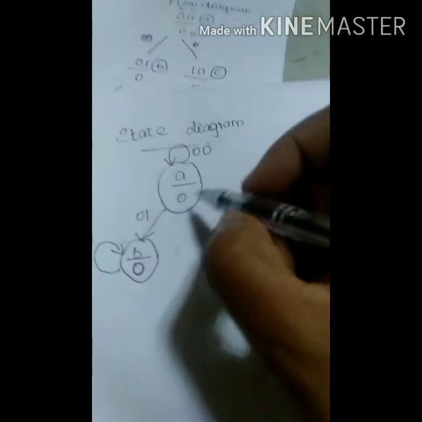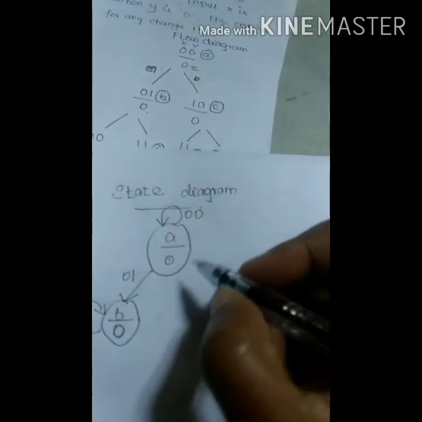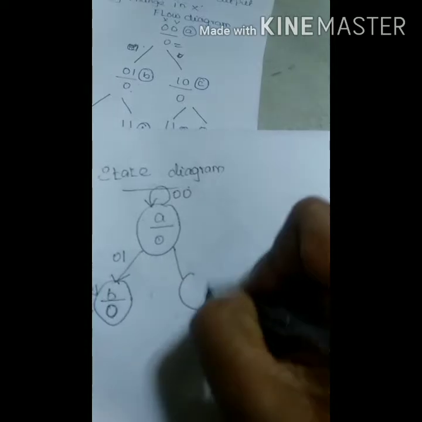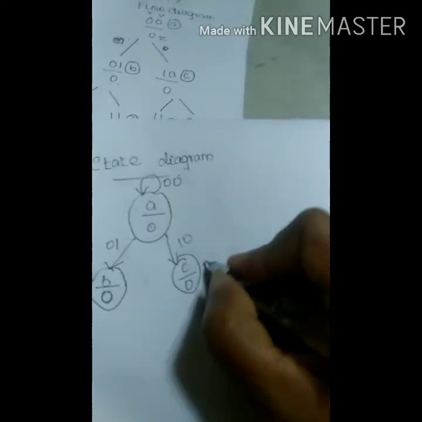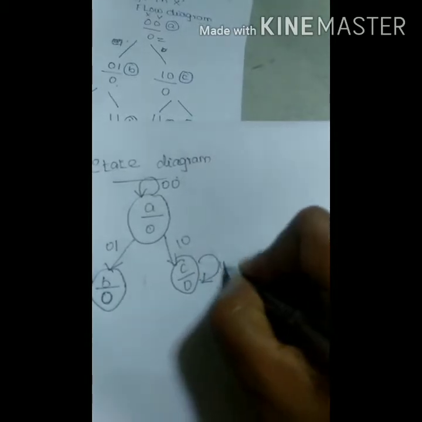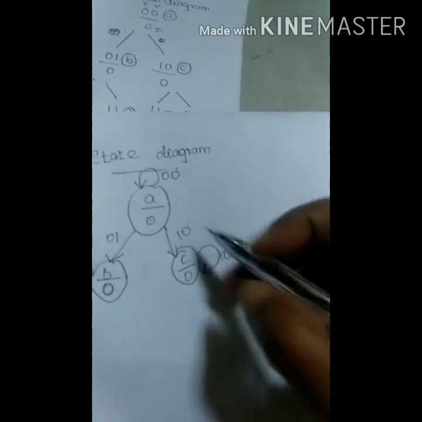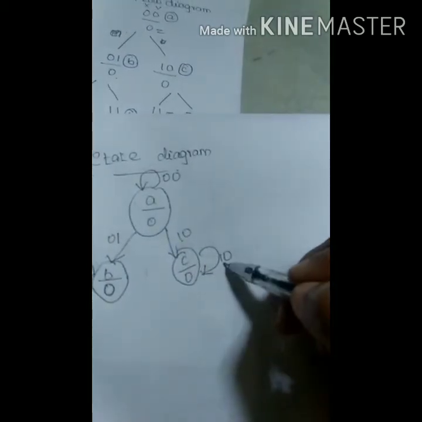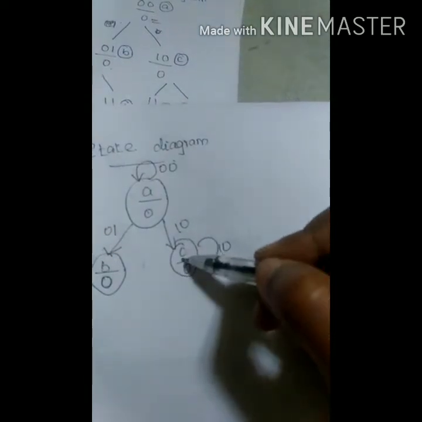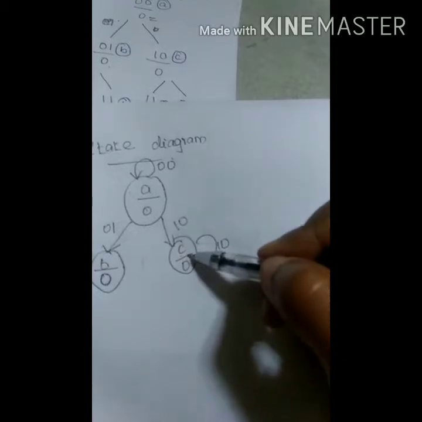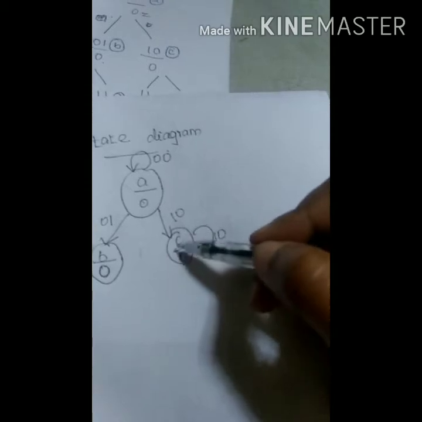Next, if I am giving 1, 0 to the A state, then it will go to the C state with the output of 0, 1, 0. So this state is 1, 0. This is a self state. If the present state and the next state of the input is same, this is a stable state. So if I am applying 1, 0 to the state C, again and again it will retain the same state. So it is called a stable state.